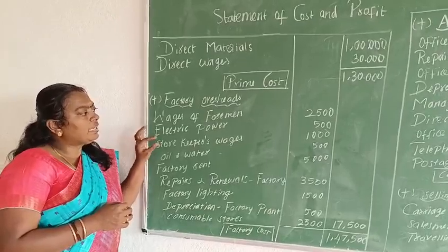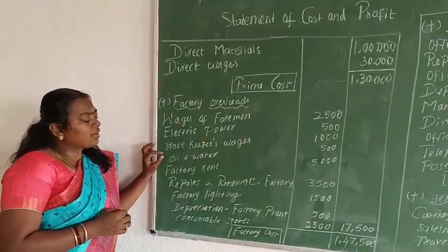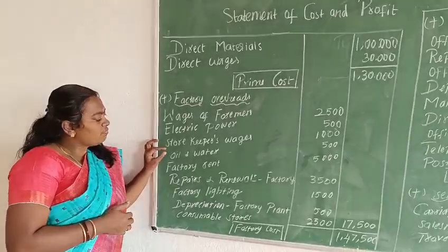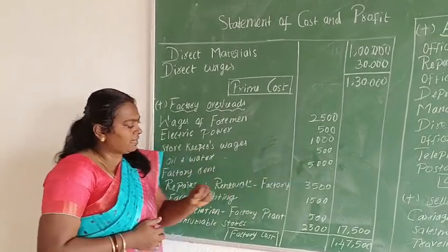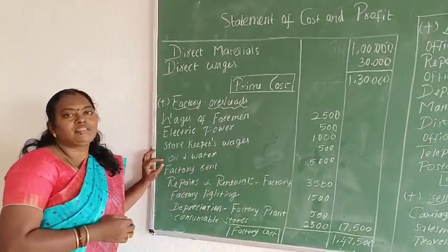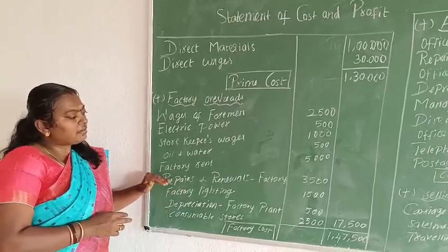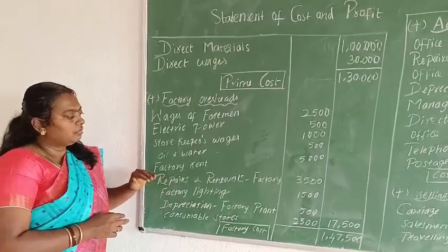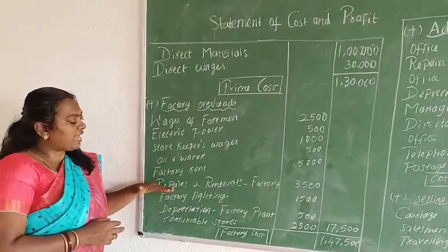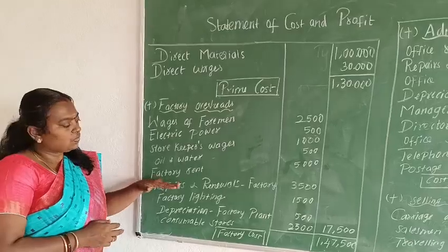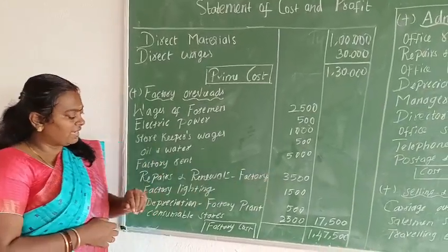For the storekeeper we are giving the wages rupees 1,000. Next, for factory usage, we are purchasing oil and water, rupees 500. Then for factory rent, we are giving rupees 5,000. In the factory, many machineries are there. Due to some reasons, we have to look over the repairs. So, for the repair and renewals, the expenses are 3,500.